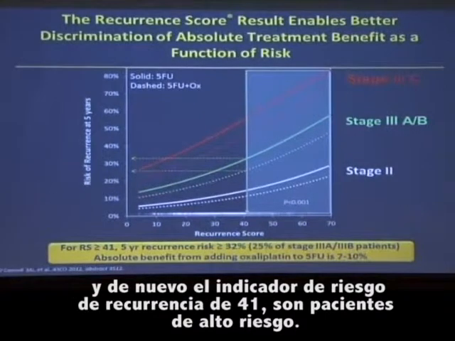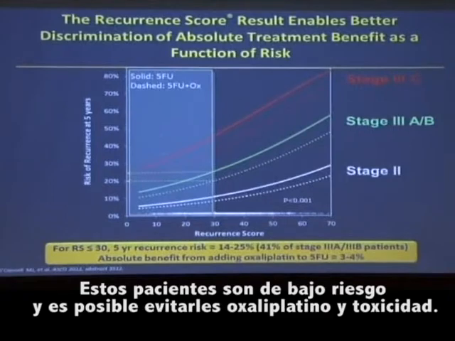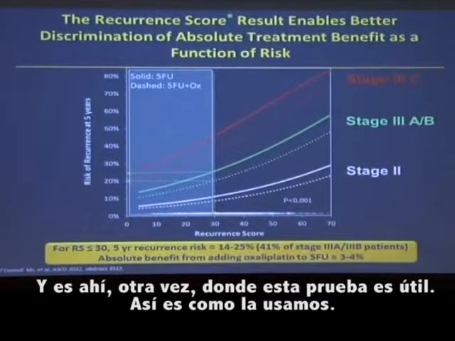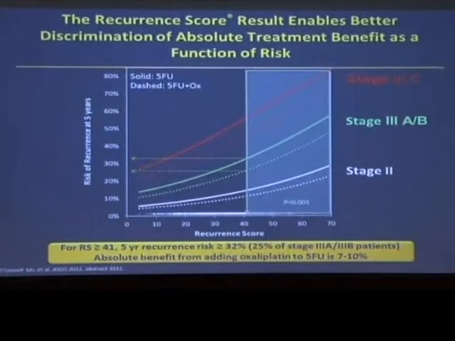And again, recurrence score risk right at 41. Those patients are high risk. These patients are low risk, and you might spare them oxaliplatin toxicity. Okay? So that's, again, where this test is helpful. This is how we use it. All right. So let's move on.